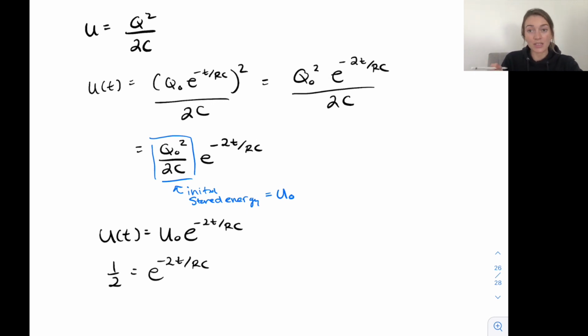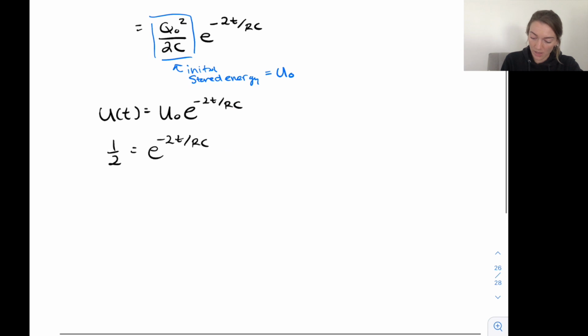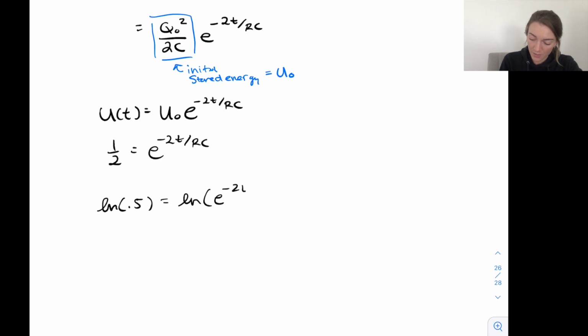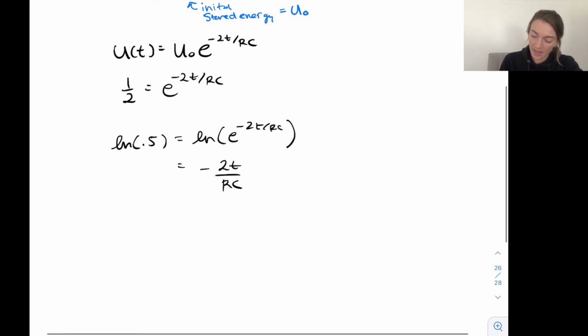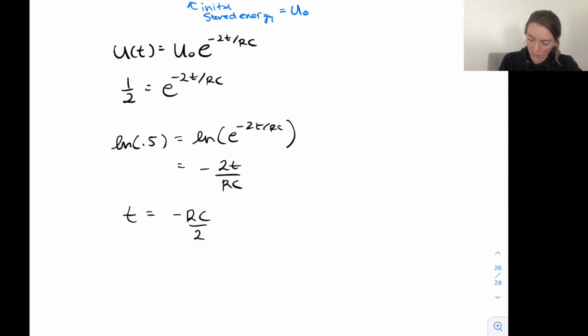So again, I'm going to take the natural log of both sides. So I'll have ln of 0.5 again. Then I'll have ln e to the negative 2t over RC. That becomes negative 2t over RC. And then I can switch things around a little bit so that I get t by itself. So I have t equals negative RC over 2 times ln of 0.5.